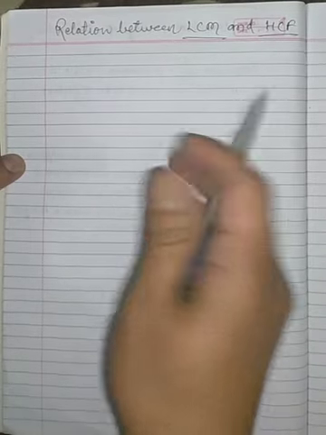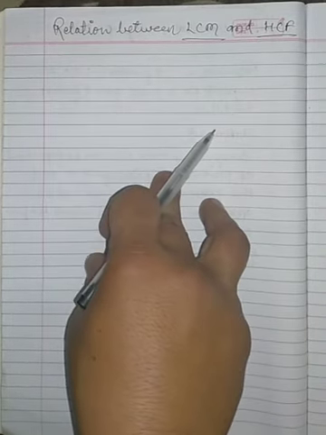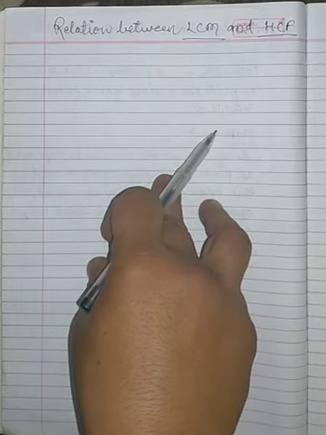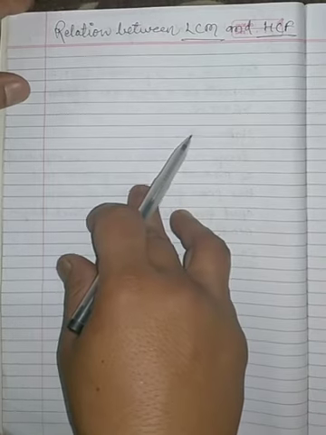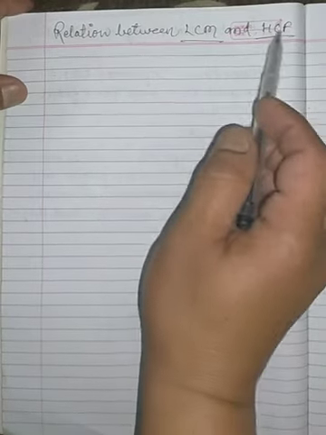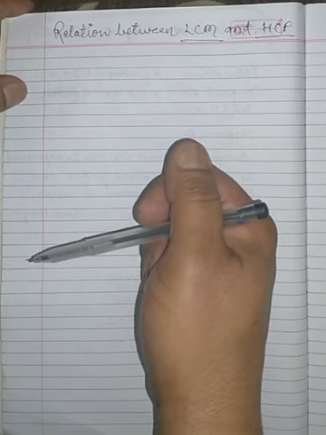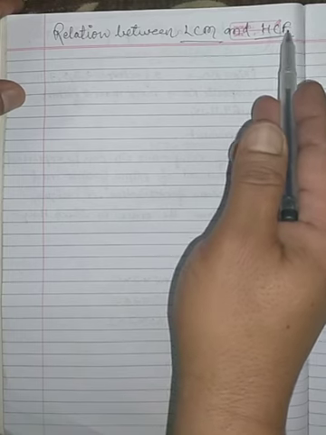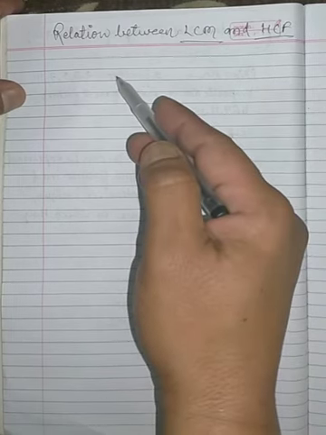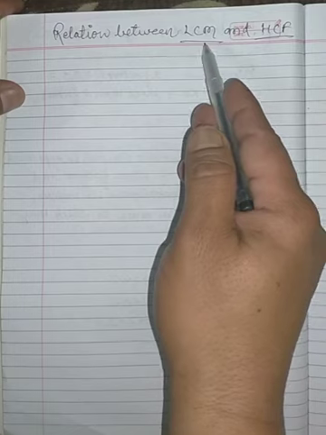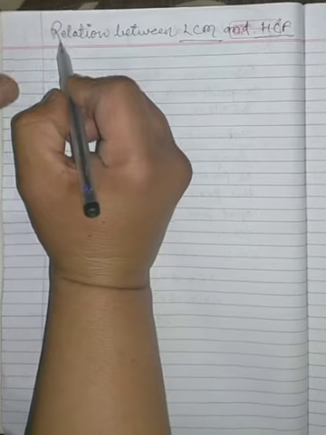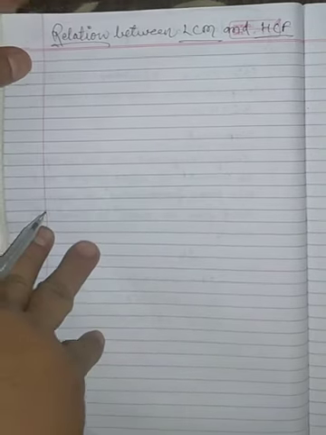In this video, we will see the relation between LCM and HCF of the two numbers given in the question. We will see what is the relation between their LCM and HCF. This HCF we can find out either by Euclid division lemma or by the fundamental theorem of arithmetic, and the LCM we need to find out only by the fundamental theorem of arithmetic. So let us see what is the relation between LCM and HCF of two numbers.